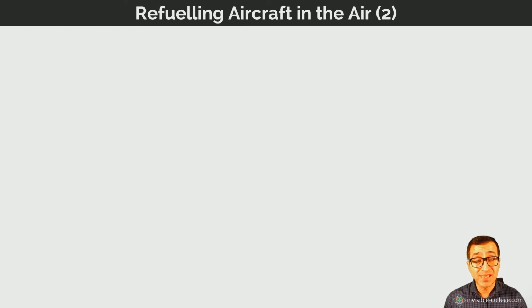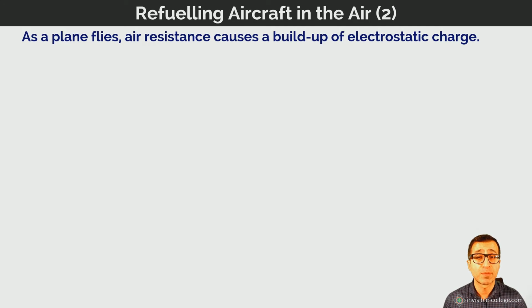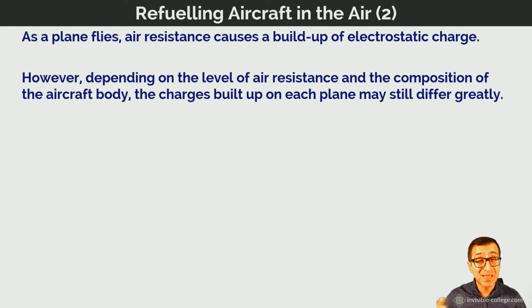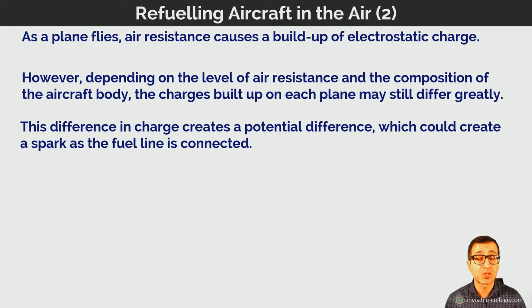As the plane flies, as we've already said, electrostatic charge can build up on the surface of the plane. This depends on the level of air resistance and what the aircraft body is made up of. If you've got two different planes, such as the refueling tanker and the fighter aircraft, the difference in the sizes of those planes, in the speeds at which they fly, and various other characteristics can cause different amounts of charge to build up on the bodies of those two aeroplanes. This difference creates a potential difference, a voltage, which could create a spark as the fuel line is being connected between the two. Obviously, that could be disastrous if you've got fuel going between the two and suddenly you have a spark in midair. It could potentially damage both aircraft and cause a horrible disaster.